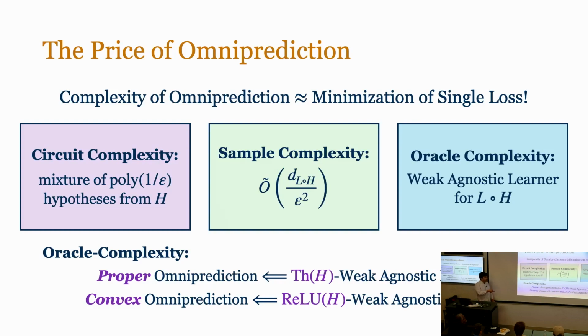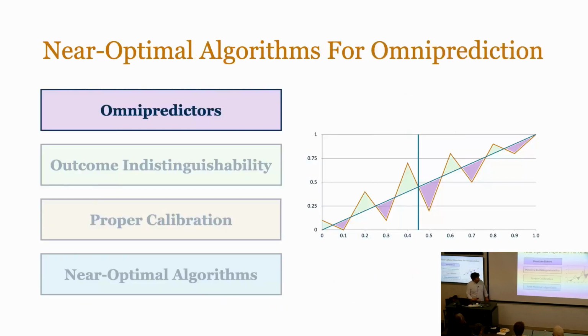Yeah, interestingly, exactly what oracle you end up needing changes depending on the types of loss functions that you want. And so actually convex losses are easier in some sense than achieving this guarantee for all proper losses. Okay, so that's sort of the statement of the results.